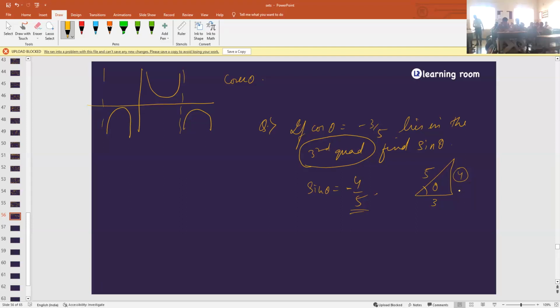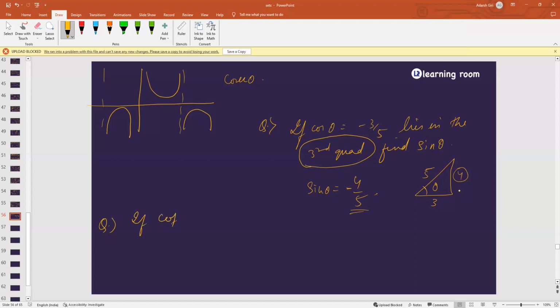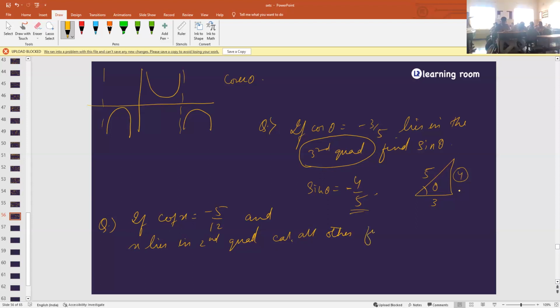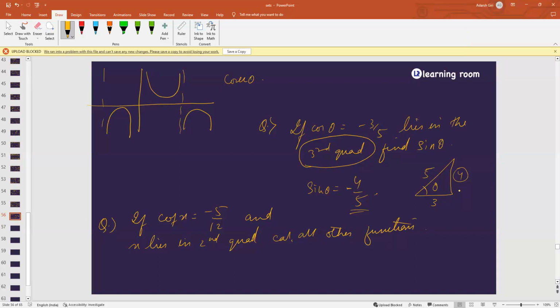Yes, sir. Okay, so try to solve this question. If cot of x is equal to minus 5 by 12 and x lies in the second quadrant, calculate all other functions. Do this.